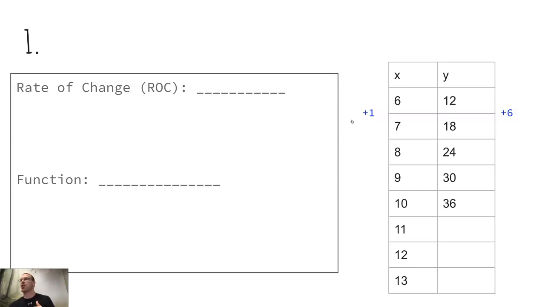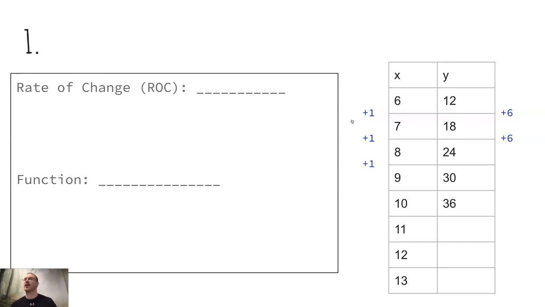So now my ratio is 6 to 1. It's always change in y to the change in x. All right, so now I look at my next set. When I go from 7 to 8, I increase by 1. When I go from 18 to 24, I increase by 6. So we can see that the ratio is the same, 6 to 1, 6 to 1.